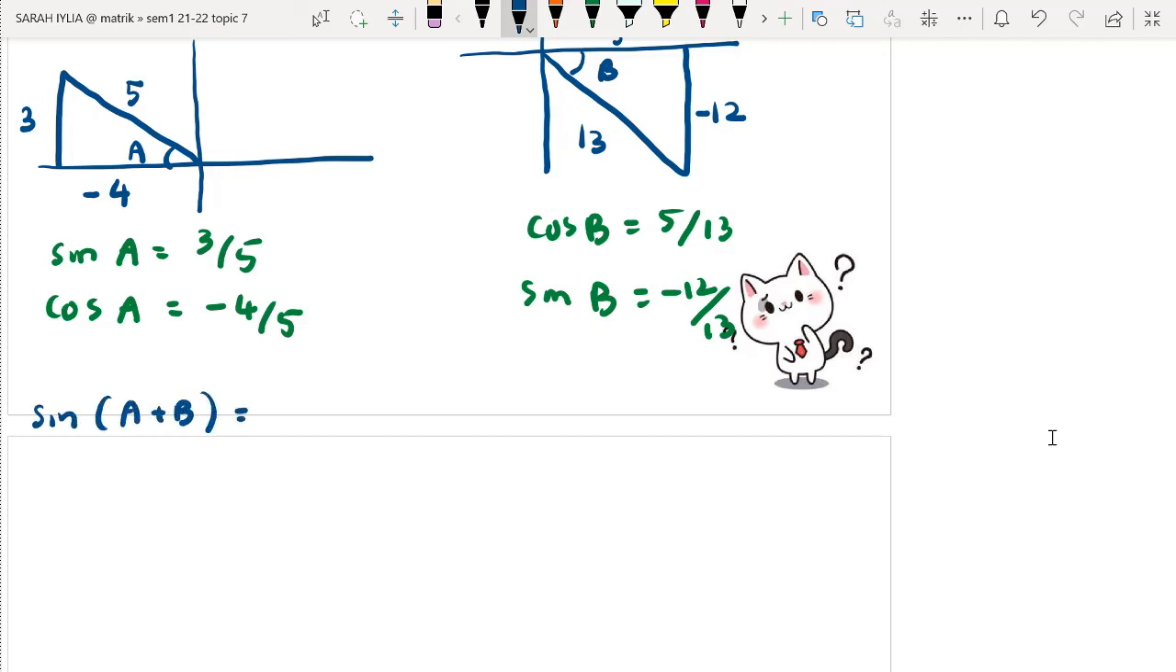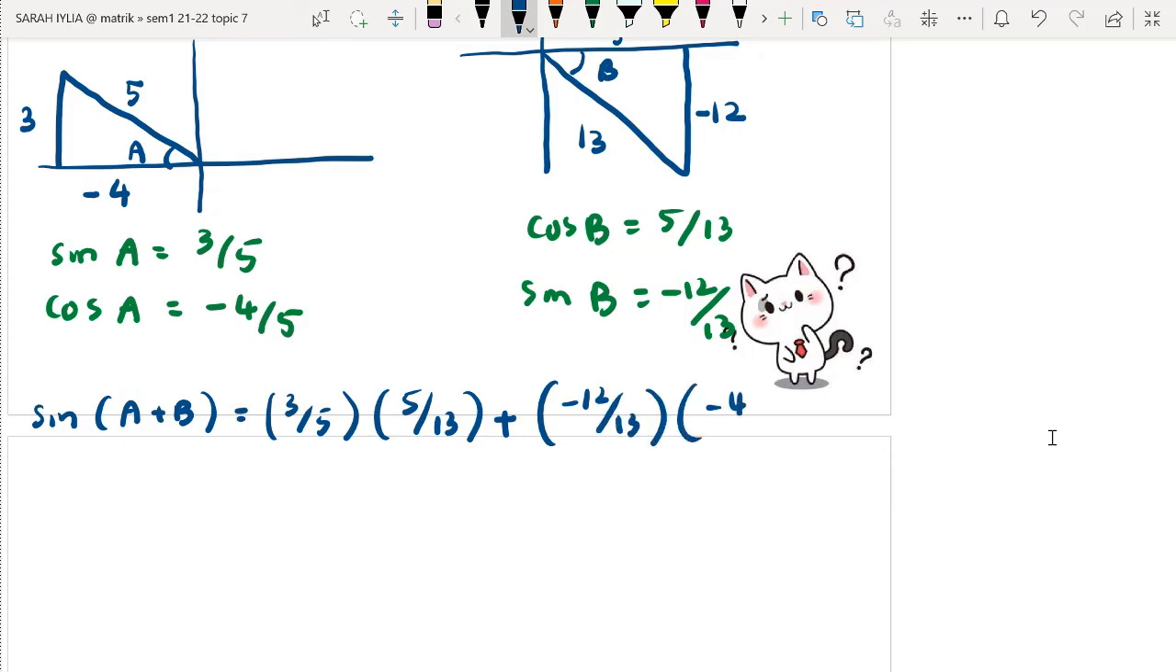Saya tak tulis lah formula semua orang pergi refer kat formula. Dia akan jadi sin A, so 3/5, cos B 5/13 plus with sin B, so -12/13 cos A, so -4/5. Lepas tu tekan je lah calculator satu-satu, awak akan dapatlah jawapan dia 63/65. Okay, settle first part. Next one, kita nak cari cos of A plus B.